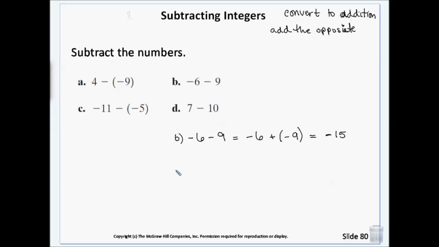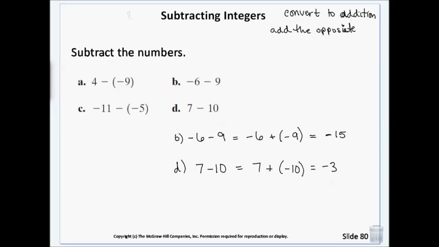Okay. Same with D. I have 7 minus 10. That is the same thing as 7 plus -10. So I have two different signs, so I'll subtract. The 10 is larger, so that'll be -3.